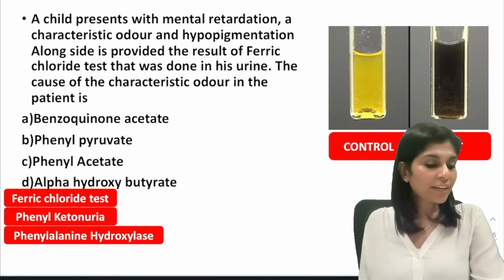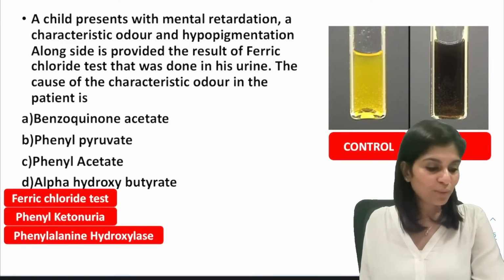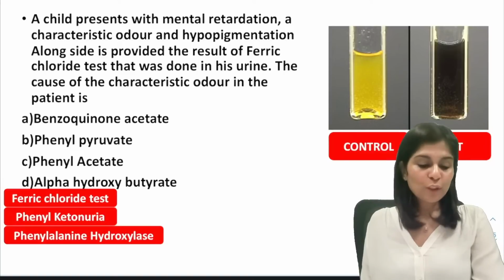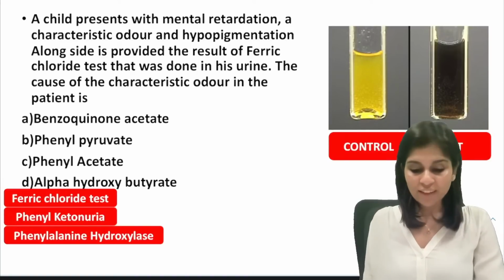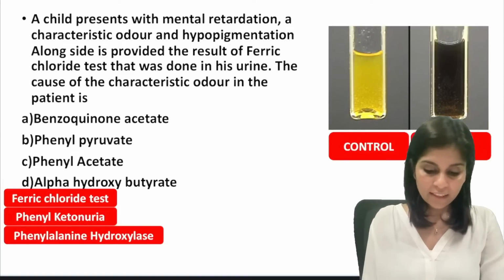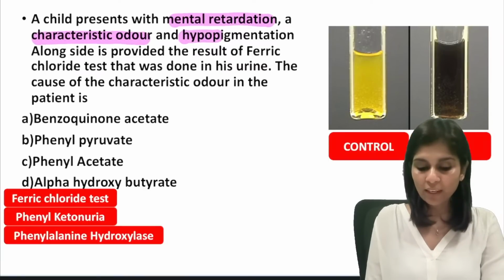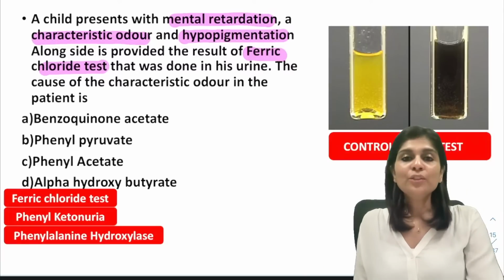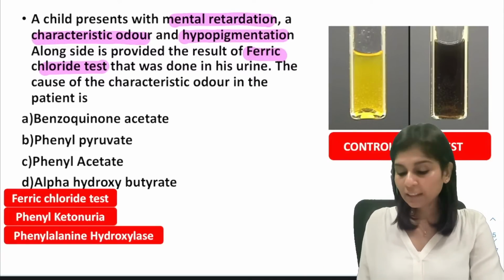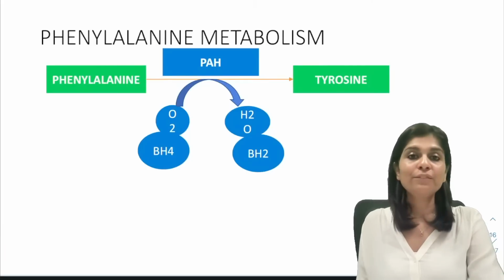Now let's try to understand, highlight important points. Yes, tyrosine becomes an essential amino acid. You're right. So let me highlight it. Mental retardation is one fact, characteristic odor is the next one, and then hypopigmentation, and ferric chloride test is positive. So let's try to understand what to expect in phenylalanine hydroxylase deficiency.